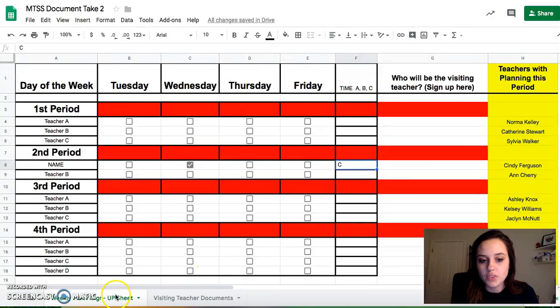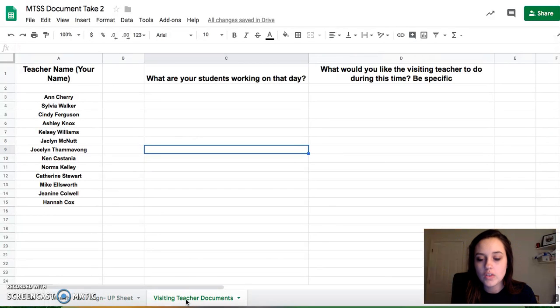Maybe it's a concept I'm not familiar with. If you look at the bottom, there are actually two sheets. You see we're at the weekly plan / sign up sheet. And then the right is the visiting teacher documents. In order to see what the students are doing in that class that I want to sign up for, I will need to go to the visiting teacher documents. Every teacher has their own name, and what we have to fill out while signing up is what the students are working on that day and what you would like the visiting teacher to do. These are the same questions that were on the Google form. So instead of typing them into the Google form, you will just put them here. It's all in the central location, so that way you won't toggle back and forth.